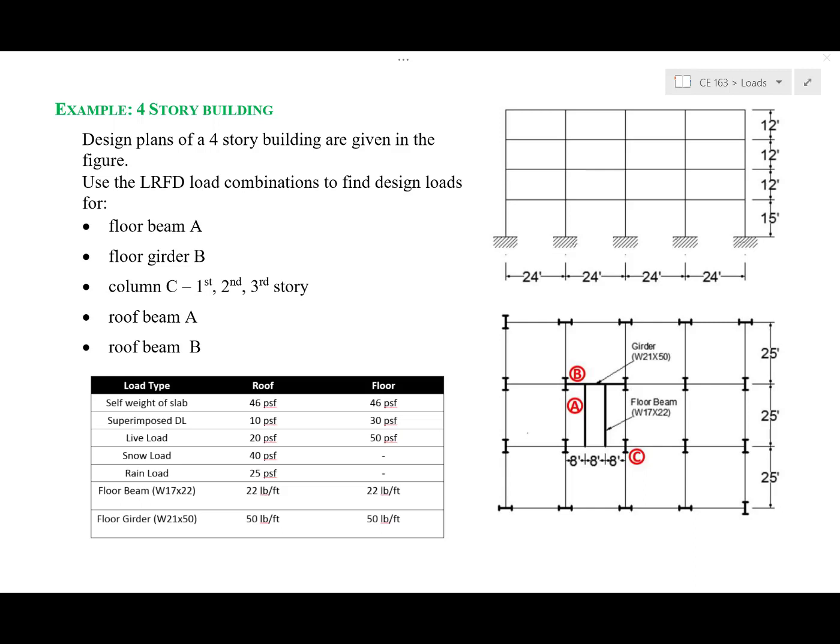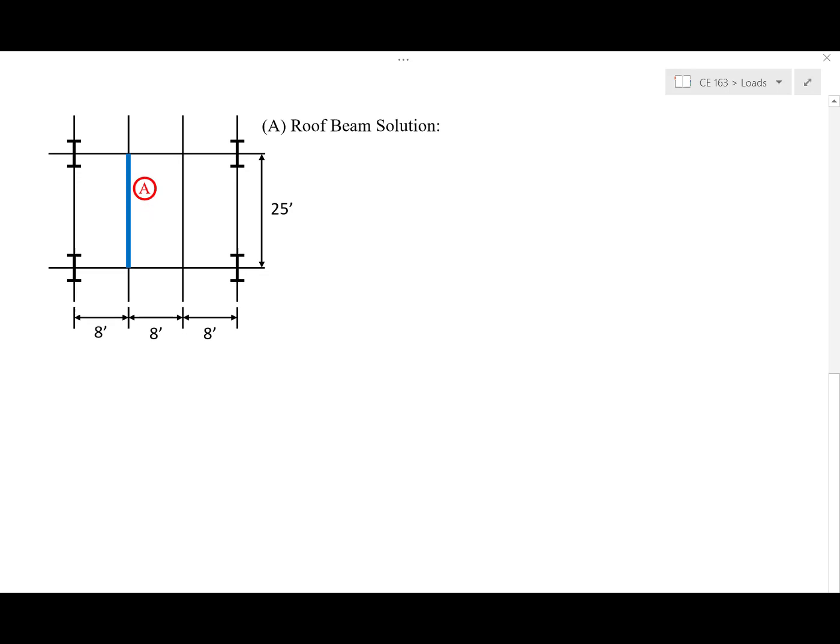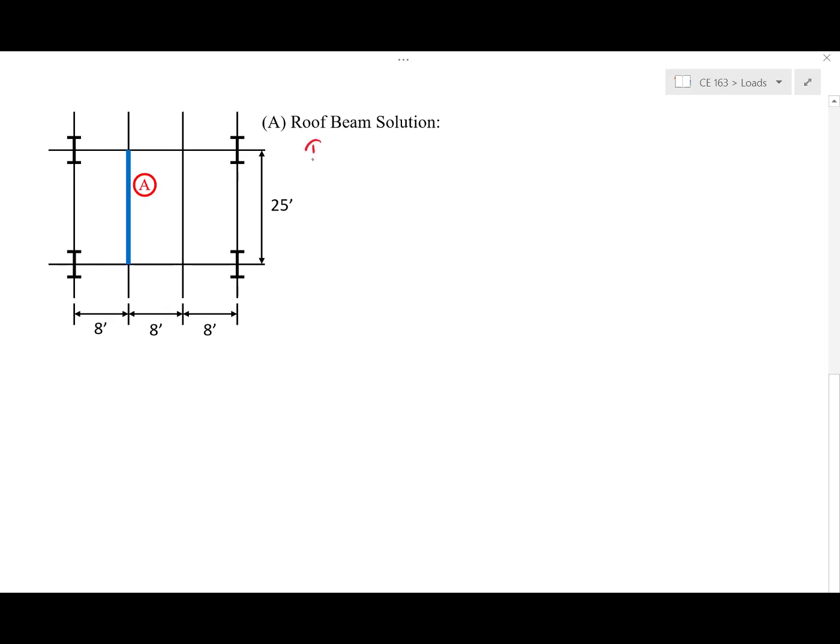Alright, we're going to quickly run through the members that we didn't get to in class. So we're going to look at this roof beam A to start, and then we'll look at the roof girder. So for this beam on the roof, we're going to start just like we started the other problems by identifying the tributary area.